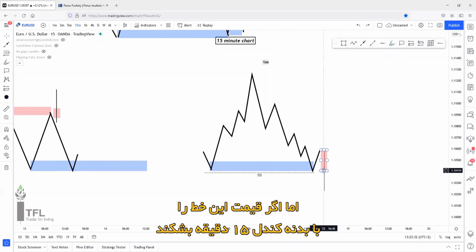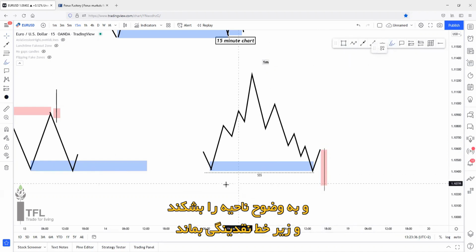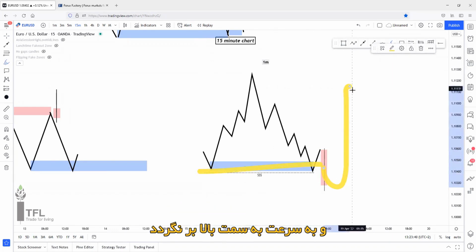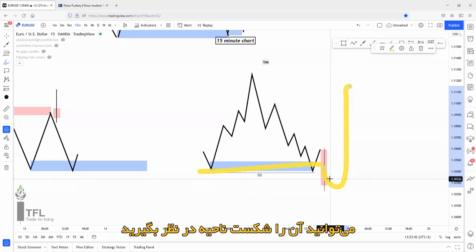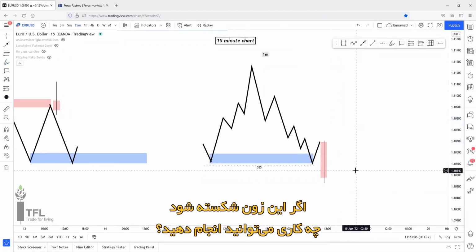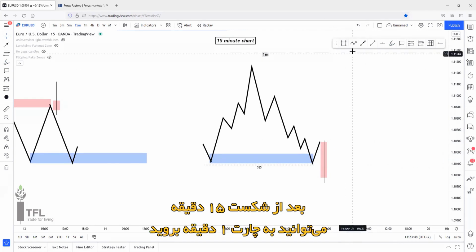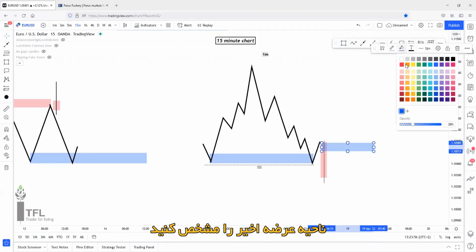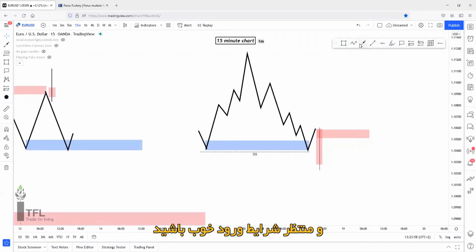But if price breaks below this line with a 50-minute candle closure, and it clearly breaks below and stays below this 50-minute liquidity line and does not reverse immediately to the upside, you'll be able to consider this as a break of the zone. And what can you do if this zone is being broken? You can just simply switch to the 15-minute chart, mark your next recent supply zone out, and wait for a good entry criteria.